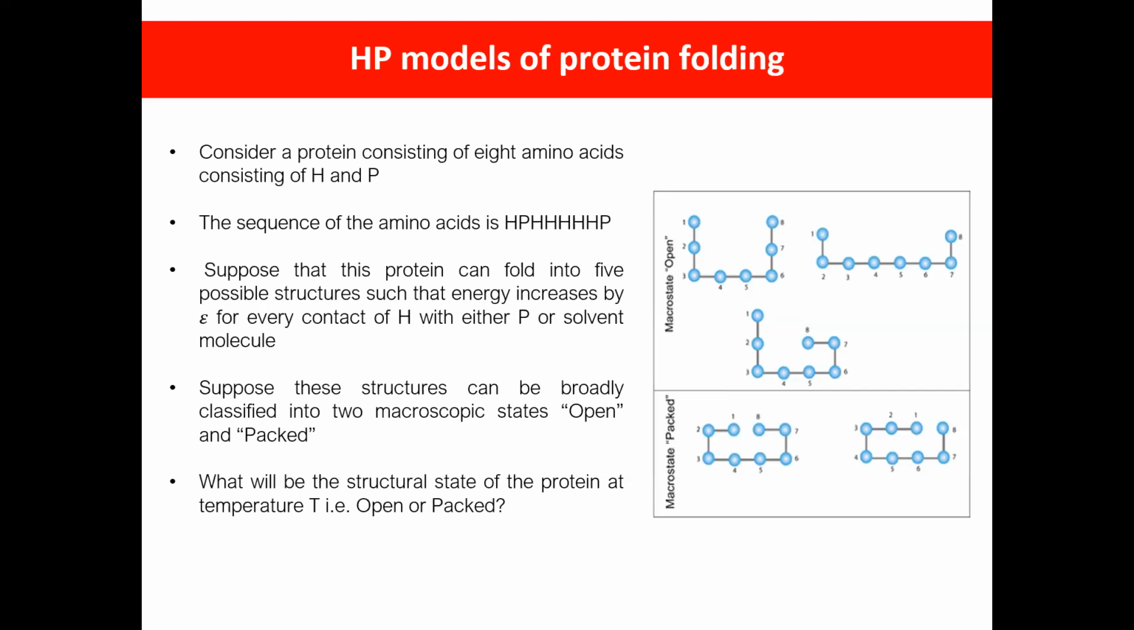Please go ahead and say it loudly. I did not hear. Aman? Yes, I'm telling that we need to find Gibbs free energy. Yes. So if we can find out the Gibbs free energy for both of the possible macroscopic states, then we can see which one is having lower Gibbs free energy, which one is having higher Gibbs free energy. Okay, and then we can make an assessment in which state it will be found, right?